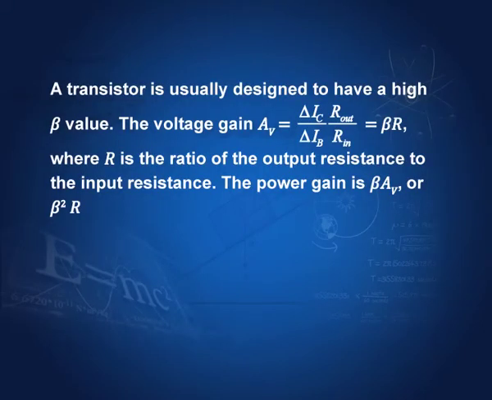That is, the current gain is very high. The voltage gain is the current gain times the ratio of resistances. So it is beta R, where R is the ratio of the output resistance to the input resistance, and the power gain is beta times the voltage gain. So it is beta squared R. So we have all the formulae here: the current gain, the voltage gain, and the power gain. Current gain is delta IC by delta IB, designed to be very high. Voltage gain is also quite high, because beta is there times the ratio of R out and R in, and power gain is beta times AV. So it is beta squared R.